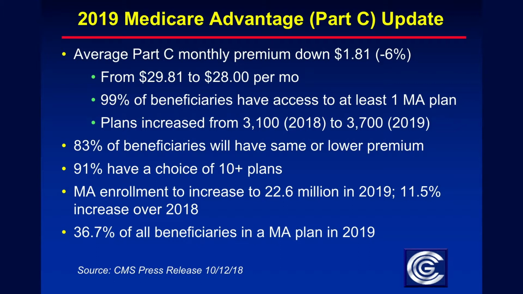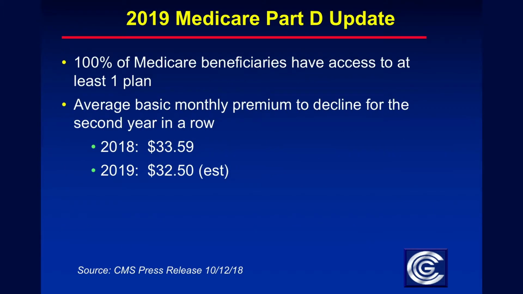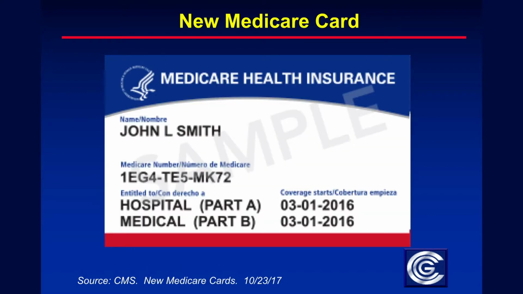CMS has indicated that 99% of beneficiaries have access to at least one Medicare Advantage plan. Medicare Part D, the drug benefit available to all Medicare beneficiaries, will also see a decline in the average basic premium by 3%. This is the first decline since 2012. Get ready for a new Medicare card.